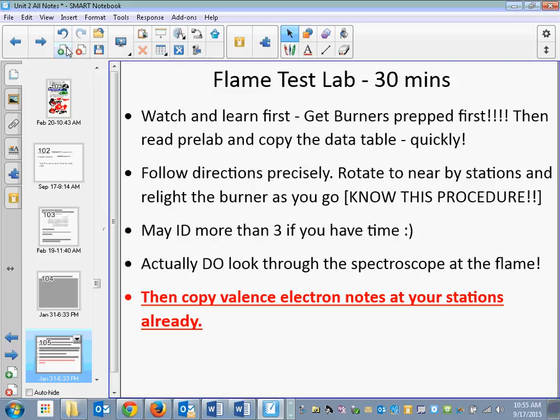So you will need glasses, or safety glasses. You will need to set up the Bunsen burners, and then I'm going to demo. So I want to demo this in about 3 minutes. So go get same lab groups, go.